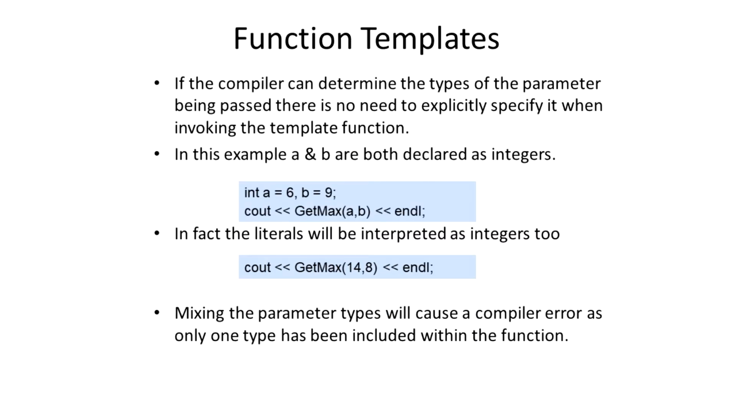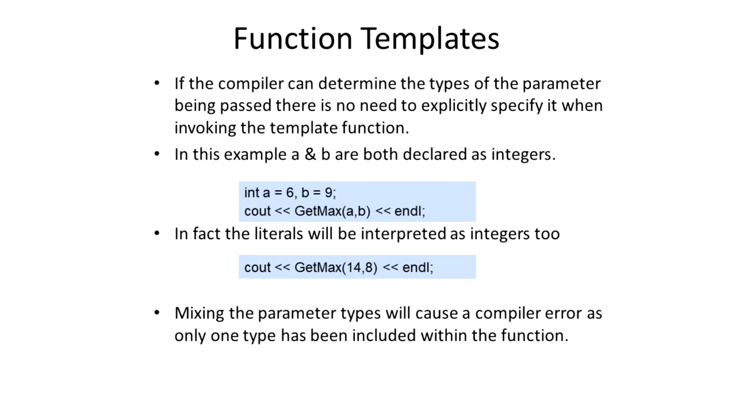And just before we move on, we've got a note here to say that if the compiler can determine the types of the parameters being passed, then we don't need to explicitly specify it when invoking the template function. So in the first example here, we've got two integers, a and b, that have integer values, so it's clear that they're integers. So therefore, when we pass them to getMax, the compiler should hopefully interpret that there's one type being used and these are clearly integers. So it should then replace the placeholders, that generic type that we set up in the function declaration, with the data type int.